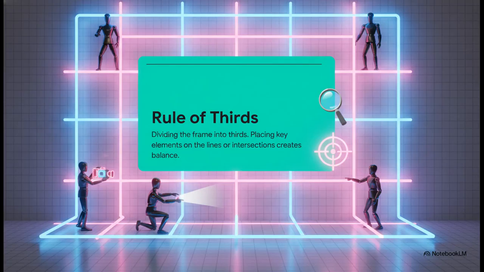And the most famous guideline for this is the rule of thirds. It sounds complicated, but it's not. Just imagine a tic-tac-toe grid drawn over your screen. The idea is that instead of sticking your subject right in the dead center, you place them along one of those lines or where the lines cross. For some reason, it just creates a more balanced and interesting photo.